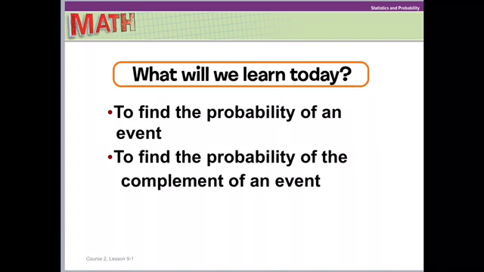So a complement of an event, if you have two things that are likely to occur, that would be if you were to flip a coin, and the two events that are to happen are heads or tails. Heads and tails, the probability of those two events happening are complements of each other.